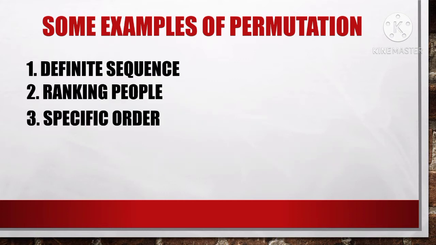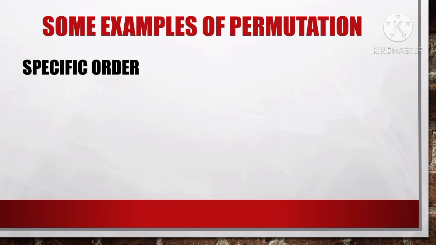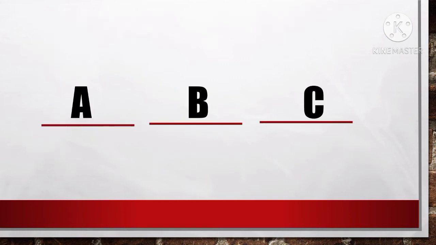Another example of permutation is a specific order. Halimbawa nito, nandun ka sa isang movie at naka-assign sa upuan mo A, B, C. Si 1 sa A, si 2 sa B, at saka si number 3 sa letter C. If uupo si number 3 sa letter B, at saka si number 1 sa letter A, o di kaya si number 2 sa letter A, then, for sure, magkaiba na ang order nun.